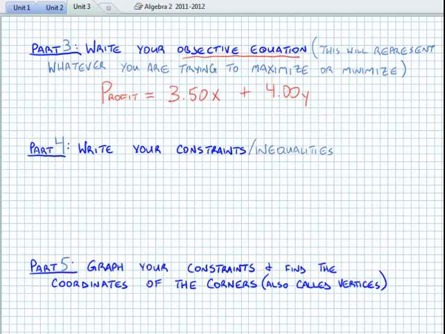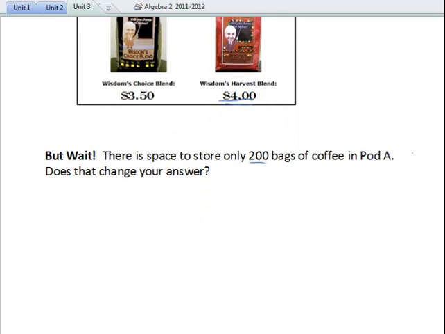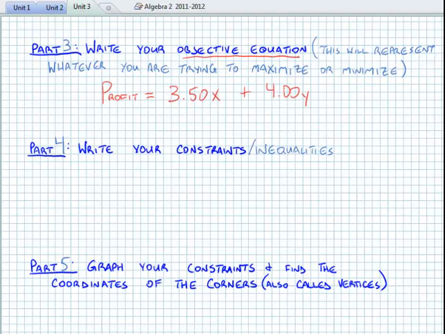Now one of the constraints specifically said that we can hold no more than 200 bags of coffee in pot A. Well, that sounds like a perfect setup for an inequality. So if I were to add the Choice bags plus the Harvest bags, they better be no more than, so less than or equal to 200. That tells me, okay, when I add up however many Choice bags plus however many Harvest bags I have, I better have less than or exactly 200 bags of coffee.